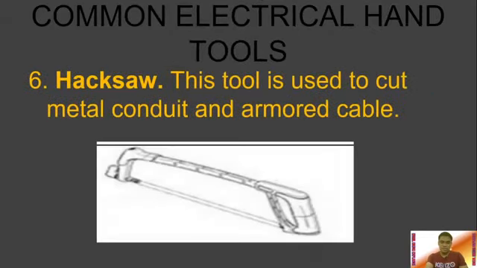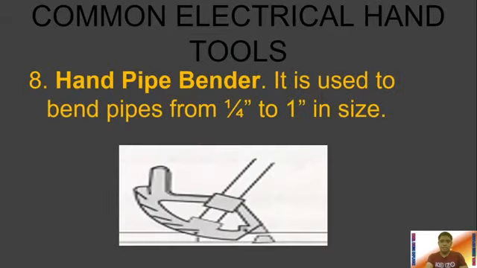So this tool is used to cut metal conduit and armored cable. So for cutting metal conduit and armored cable, we will use the hacksaw. Then we have the hand pipe bender. It is used to bend pipes from 1/4 inch to 1/2 inch in size. So if we are going to bend metal conduits in which the radius or the size is 1/4 to 1 inch, then we could use this hand pipe bender.